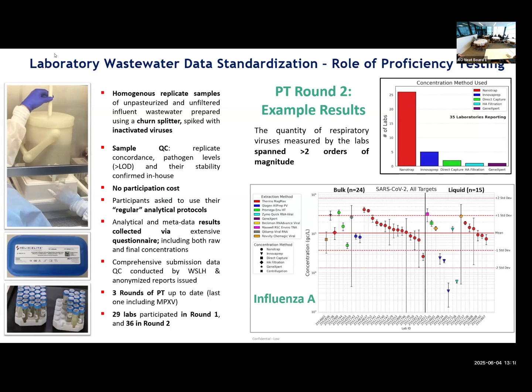And we capture, I'm sorry for the very, very long question, almost everything that we can think of that could influence that result at the end. We want you to report your raw values, what you read out of the machine, as well as the calculated amount, except we ask for no normalization. For jurisdictions that normalize to a spike-in recovery or a fecal marker, we don't want that factor. We just want, say, gene copies per liter.